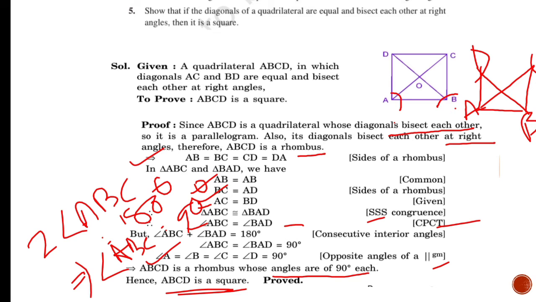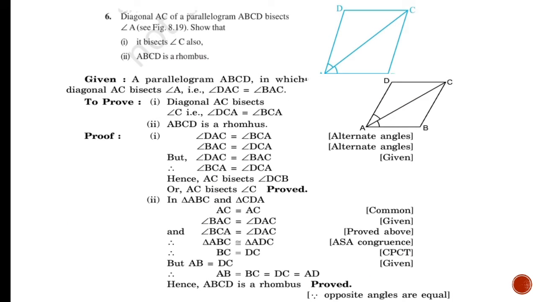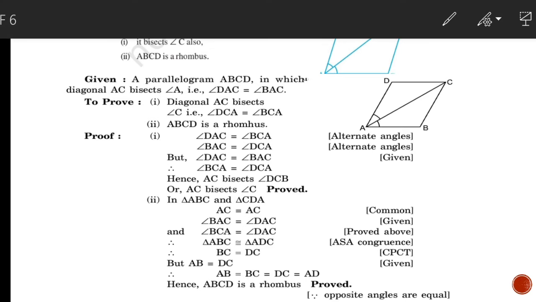Now let us move on to the next sum, number 6. In sum 6, it is given that the diagonal AC of a parallelogram ABCD bisects angle A. Show that it also bisects C and ABCD is a rhombus.